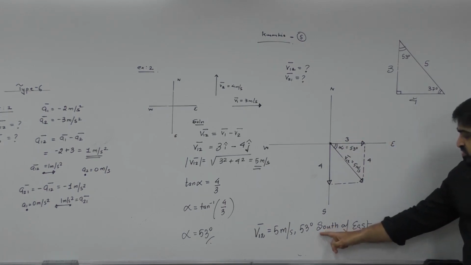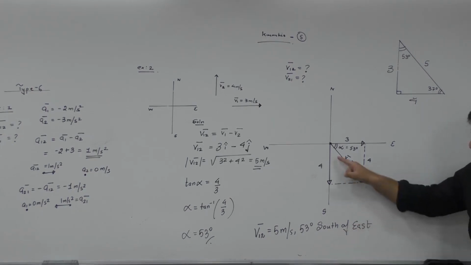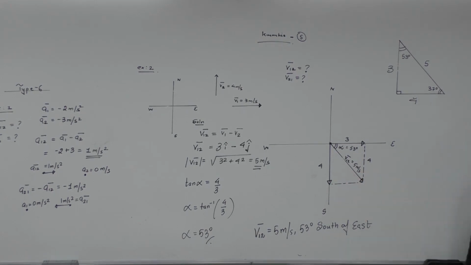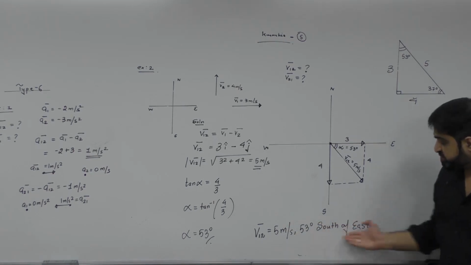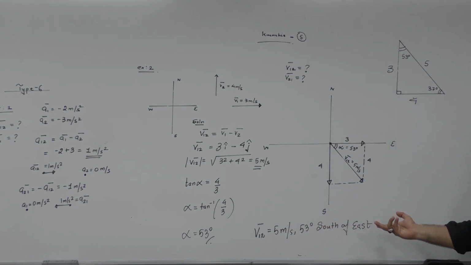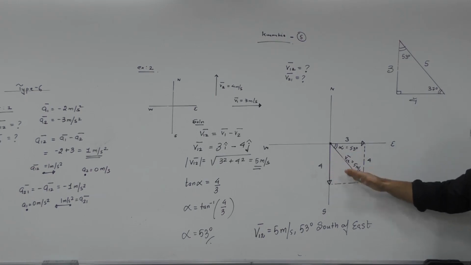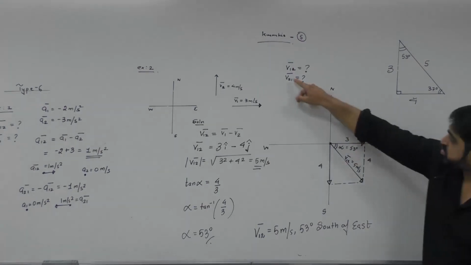So this is also termed as 53 degrees south of east, or it can also be written as 37 degrees east of south. This is very much necessary because out of the 4 options, this is given, and if you don't know how to analyze, you will not be able to get it. You will get the answer also, but you will not be able to get this. 53 degrees south of east or 37 degrees east of south. This is the first answer.